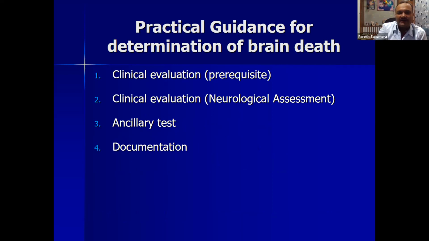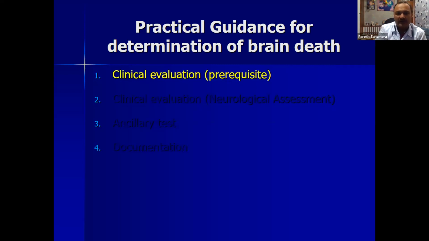So what are the practical guidelines for determination of brain death? Here we will evaluate in 4 domains. One is the prerequisite evaluation. Then second will be clinical evaluation, that is neurological assessment. More often than not, these 2 domains will suffice for making a diagnosis of brain death. Ancillary tests may not be required in the majority of patients. However, there are some exceptions to that rule that we will come and discuss in the following sections. And ultimately, you have to document that the patient is brain dead.